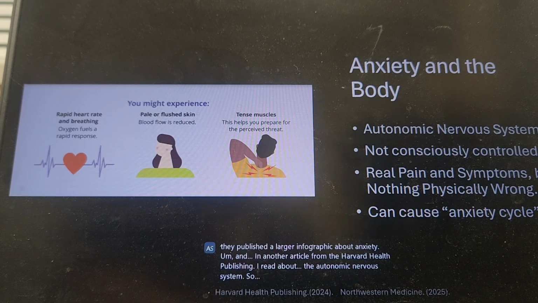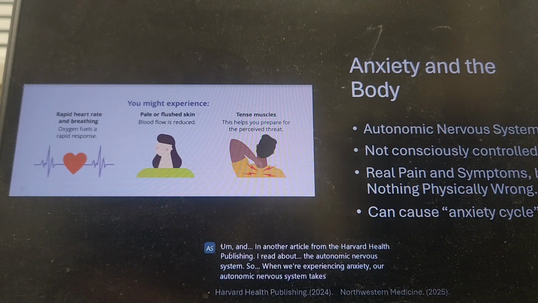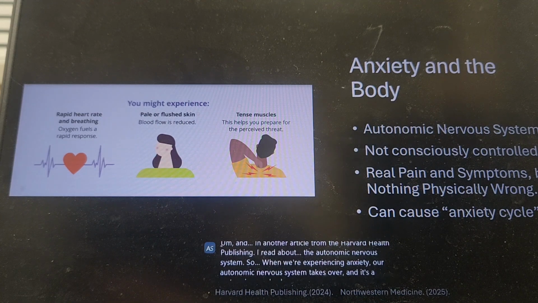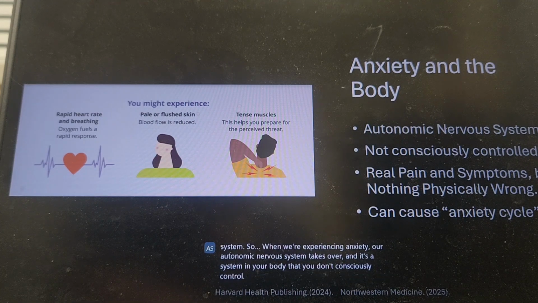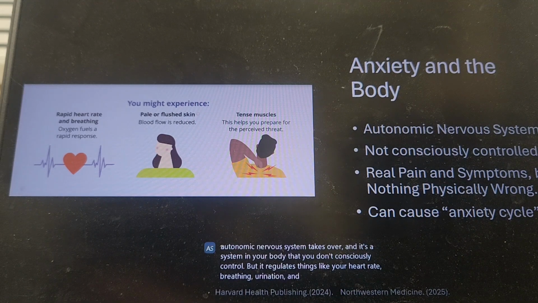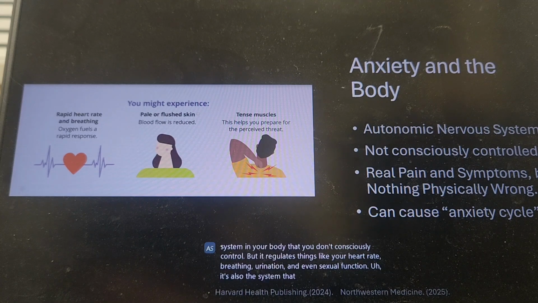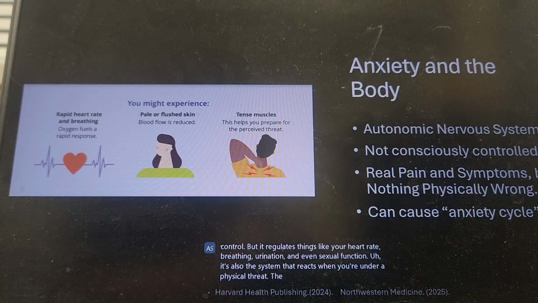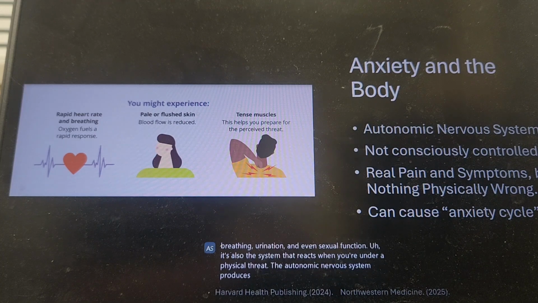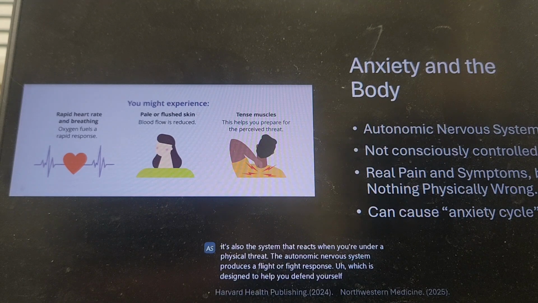When we're experiencing anxiety, our autonomic nervous system takes over, and it's a system in your body that you don't consciously control. But it regulates things like your heart rate, breathing, urination, and even sexual function. It's also the system that reacts when you're under a physical threat. The autonomic nervous system produces a flight or fight response, which is designed to help you defend yourself or run away when you're in danger.